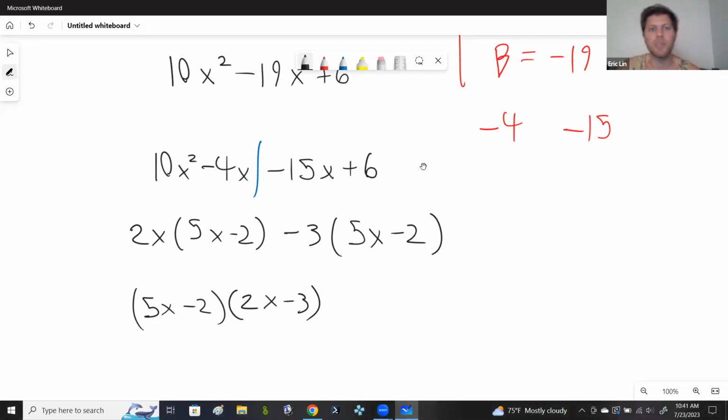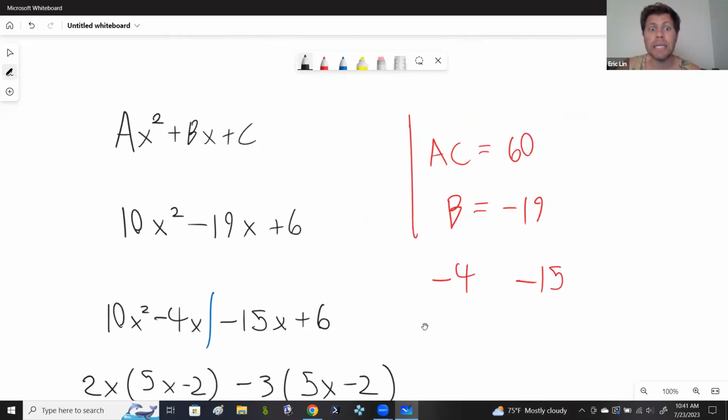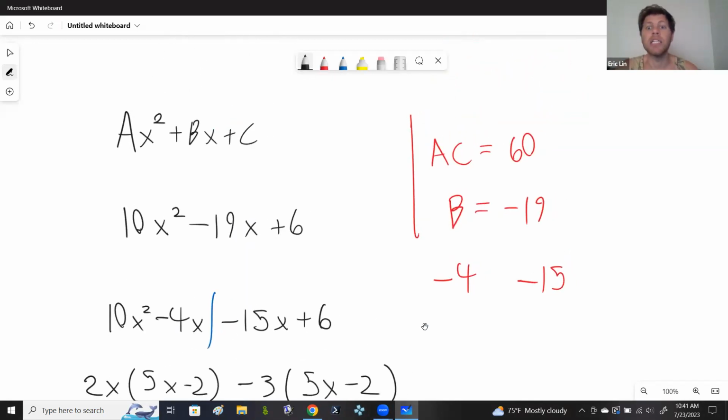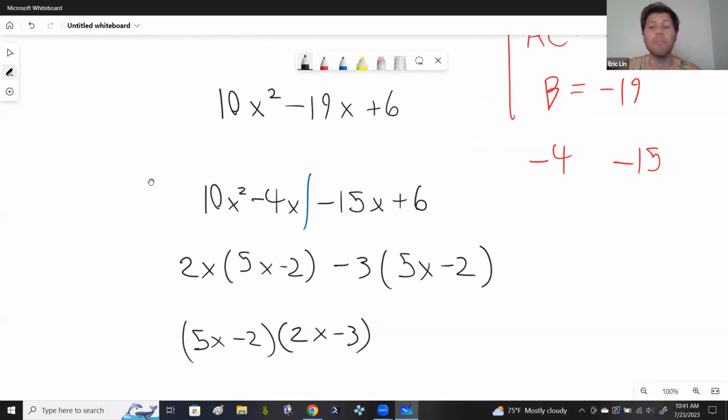So let's do a little review. The crux to this method is this part right here. We're finding two numbers that multiply to be a times c while simultaneously adding to be b. Those two numbers split the middle term. They'll always split the b term into two separate pieces. And from there, you do what we call factor by grouping, where I look at just this half, and then I look at just this half.